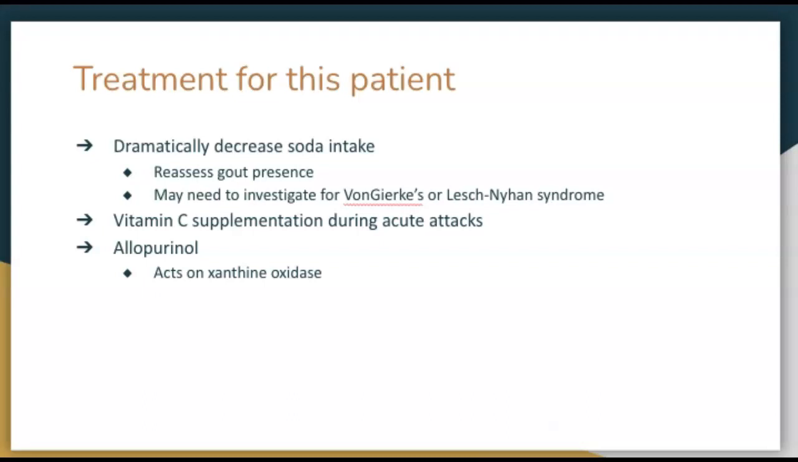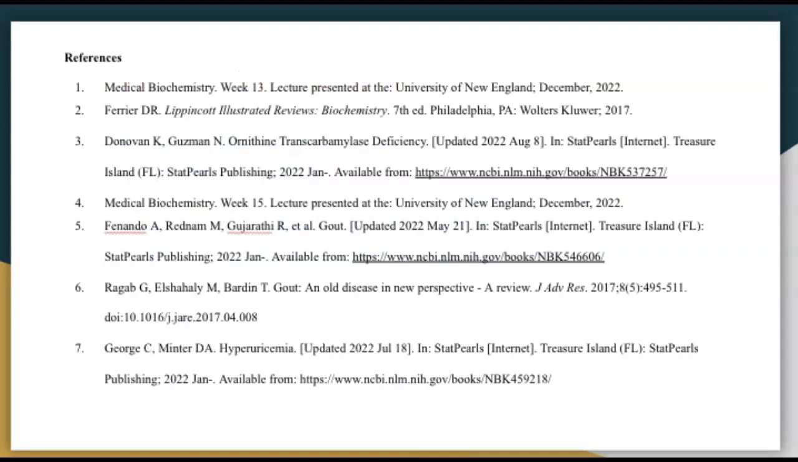If it doesn't, then you need to investigate further for the glucose 6-phosphatase or the HGPRT issues. In addition, research says that vitamin C supplementation can help with absorption of uric acid and rid that so it doesn't build up in peripheral tissues. And then we talked about allopurinol a little bit, how it acts on xanthine oxidase. Here's my references.